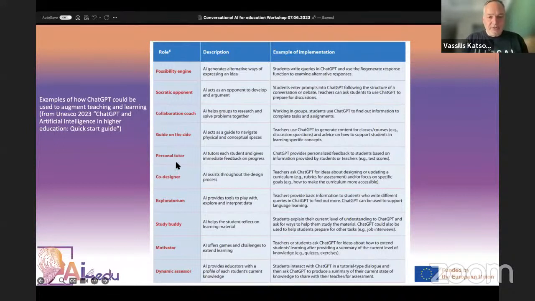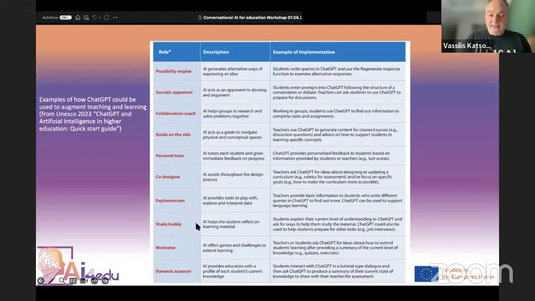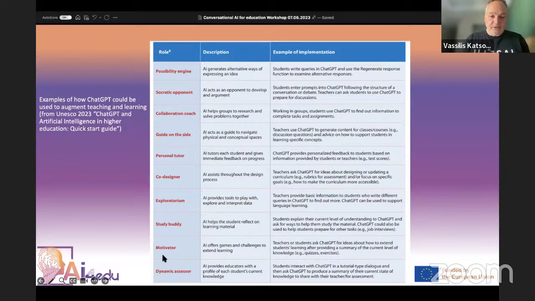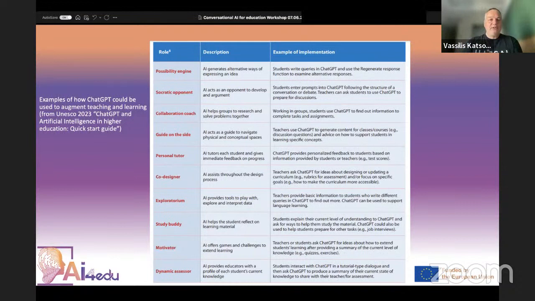It can be a personal tutor. It can be a goal designer, so it can assist you through the design process. It can provide tools that explore and interpret, so exploration. It can be a study buddy, like in our case, to help students reflect on learning material. It can be a motivator and offer game challenges to students that extend their learning. It can be a dynamic assessor that keeps a profile of each student's knowledge. So all these different possibilities have been encoded in this report of UNESCO.